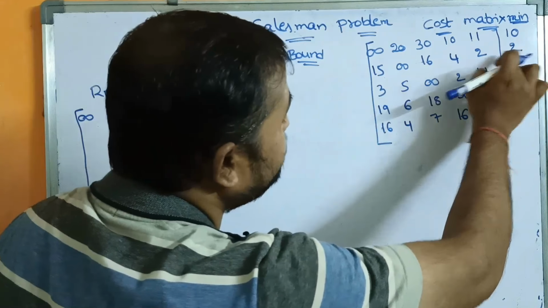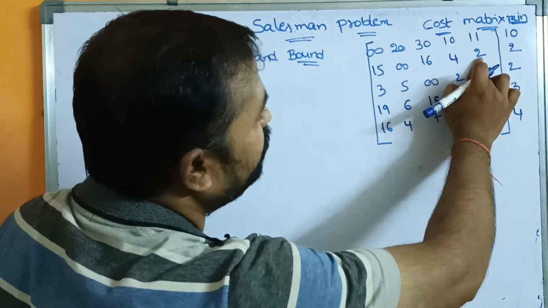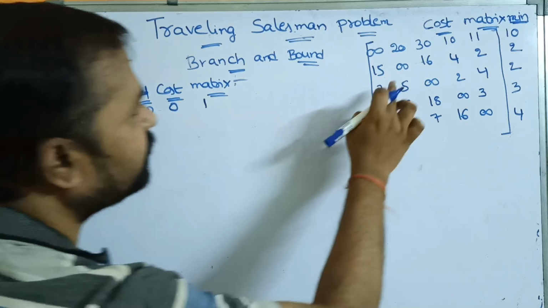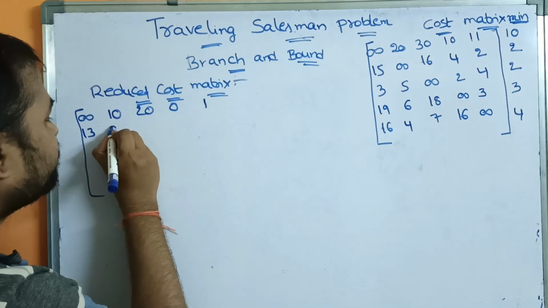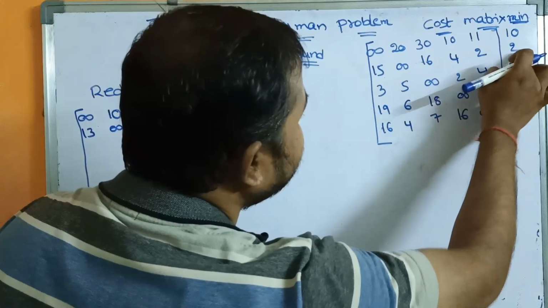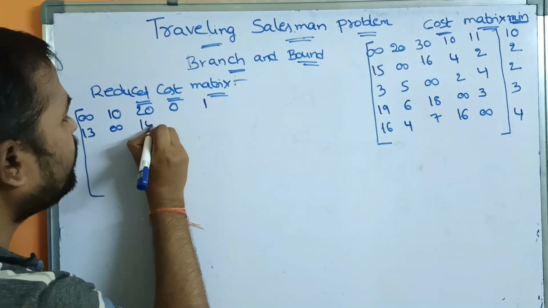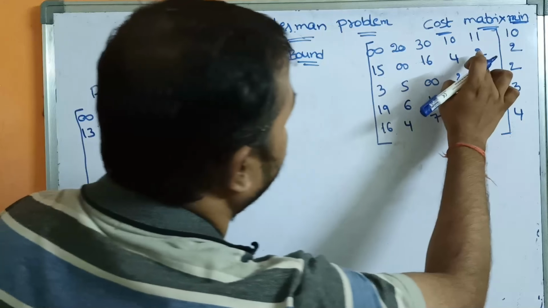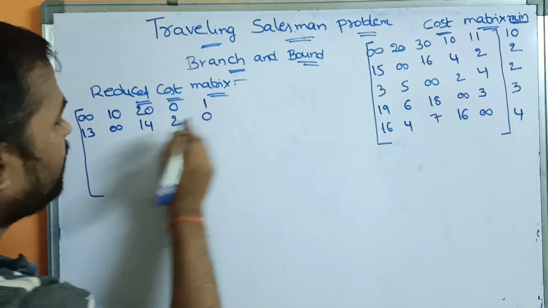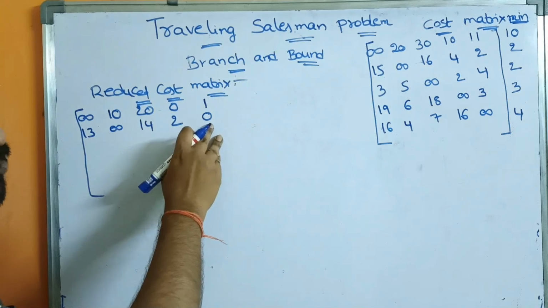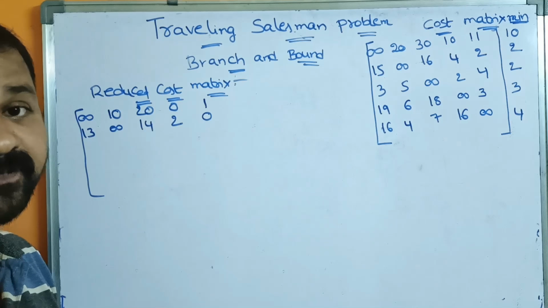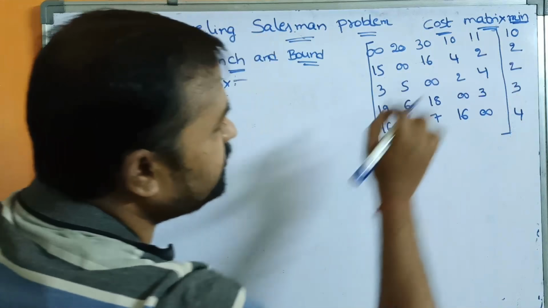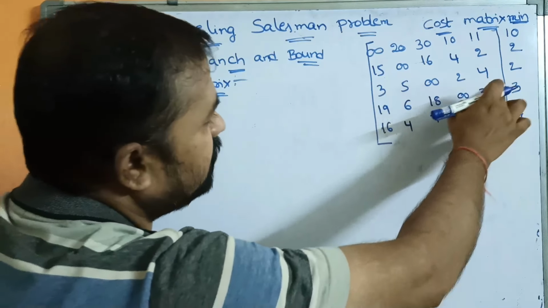So now we have to subtract 2 from each entry of the second row. 15 minus 2 is 13. Infinity minus 2 is infinity. 16 minus 2 is 14. 4 minus 2 is 2. 2 minus 2 is 0. If we observe here also, one of the entries in the second row is 0. So that means this row is also in reduced format. Next we have to subtract 2 from each entry of the third row.